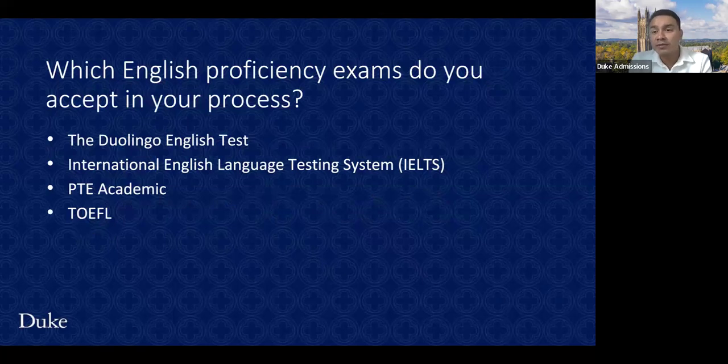All right. And if you are that type of student that does want to take the English proficiency test, you might be asking yourself, what are the different English proficiency exams that we accept in the admissions process? There are 4 different types of tests that we accept. Listed here: the Duolingo English test, also the International English Language Testing System, also known as IELTS for short, the PTE Academic, and also the TOEFL. Those are the 4 different English proficiency exams that we will accept.